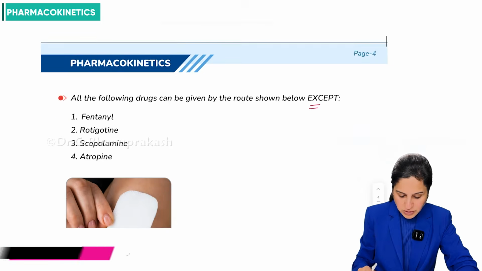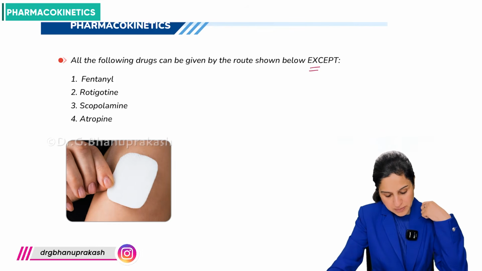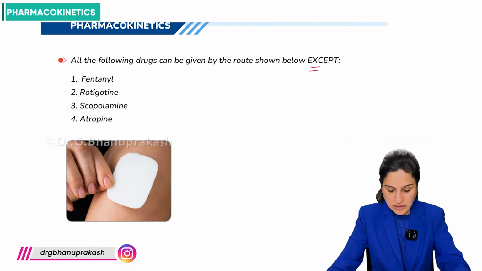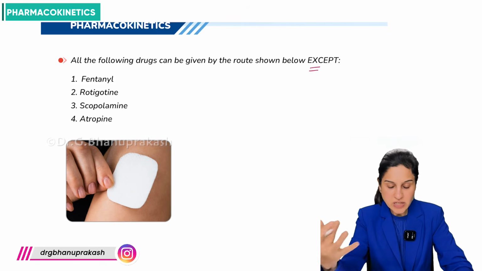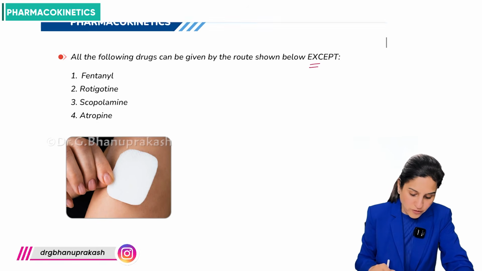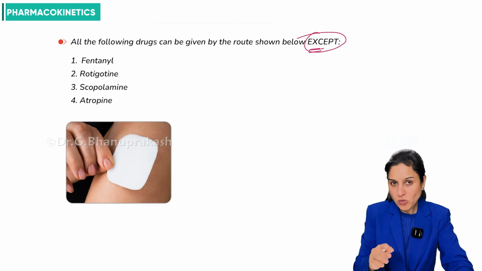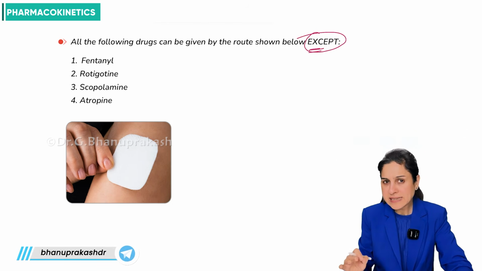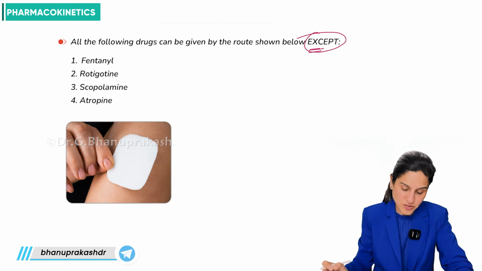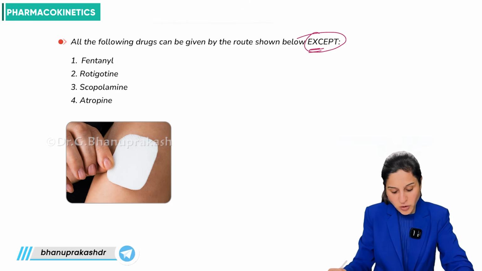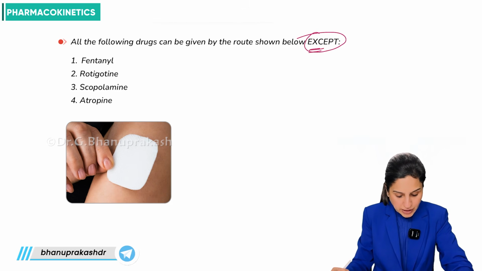So, moving on, the next important concept is transdermal patches, and let's first discuss a question which had come in previous years. All the following drugs can be given by the route shown below except. So please see, the exception is asked. Always read the question carefully and see what is hidden in the question. Okay, so whether it is fentanyl, rotigotine, scopolamine, atropine.